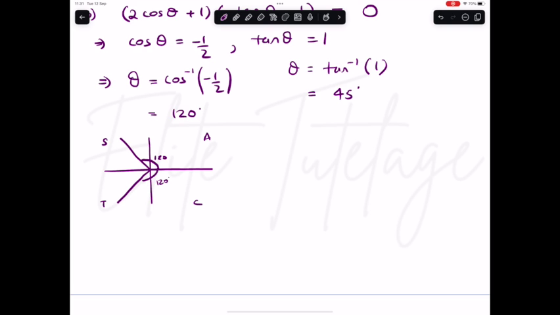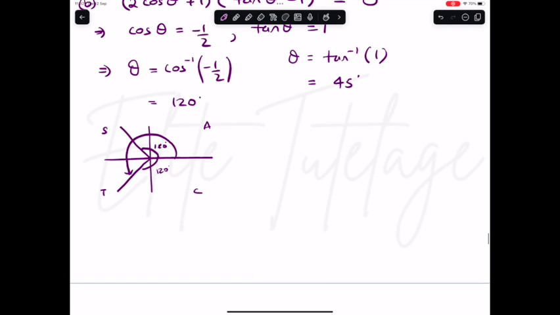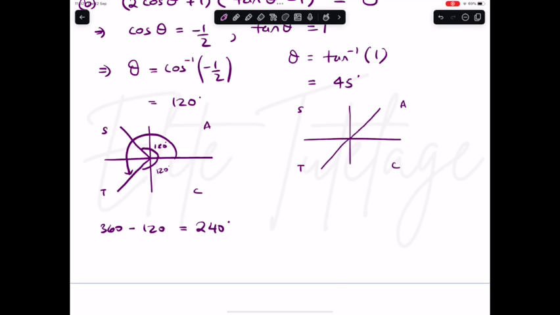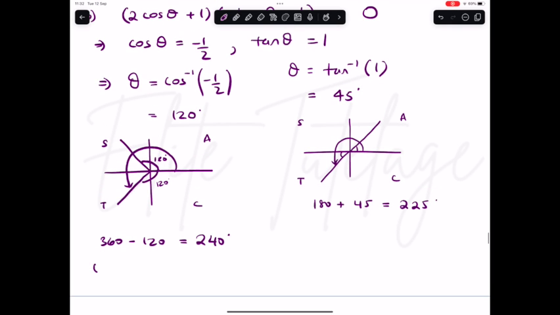So I need that point there. 360 minus 120 will give me the secondary value. And similarly for tan, I've got tan positive in the first and the third quadrant, so I just need to add 180 to 45 degrees, which gives me 225. So there you have your values of theta as 45 degrees, 120 degrees, 225 and 240 degrees. And that's that for this question.